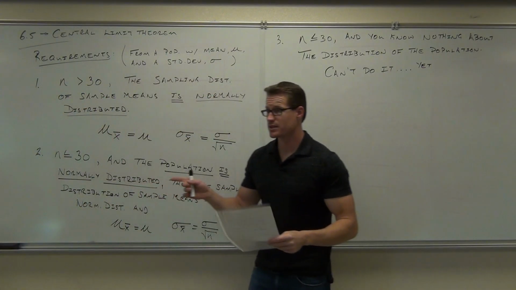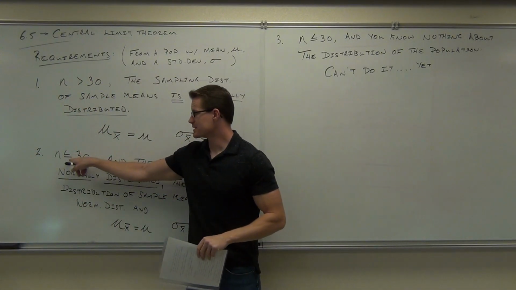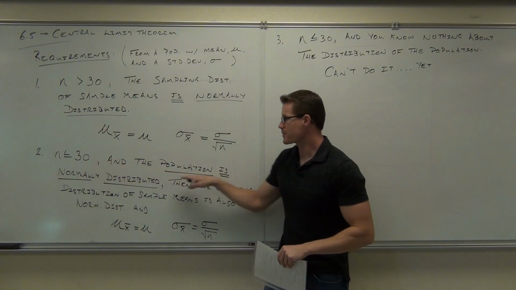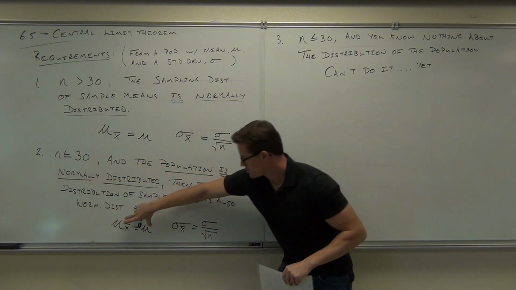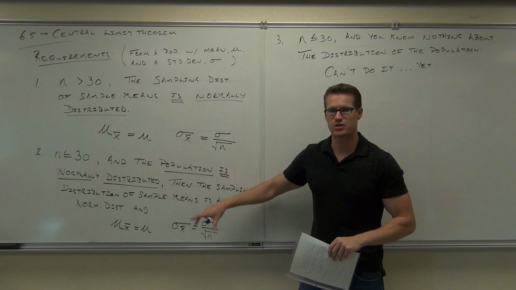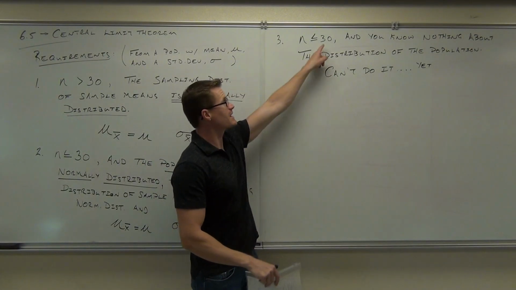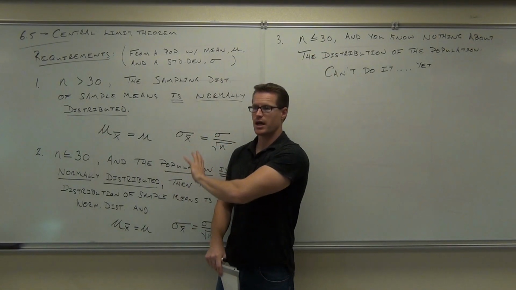Okay. It also continues to go on and say if that doesn't take place and you know the population is normal, this is still true. Same exact information. It also continues to say if it doesn't, well, you fail these two cases then, and you can't use this section.